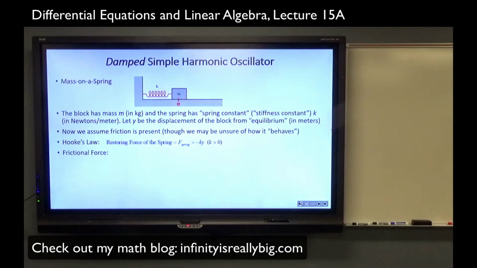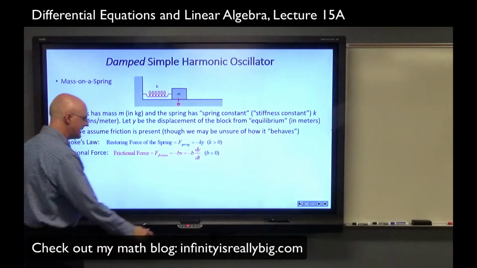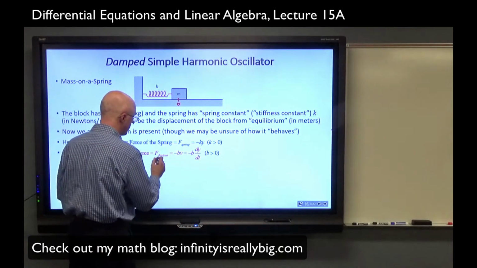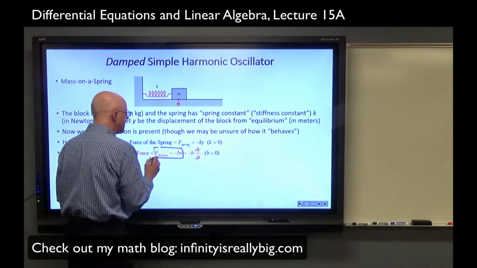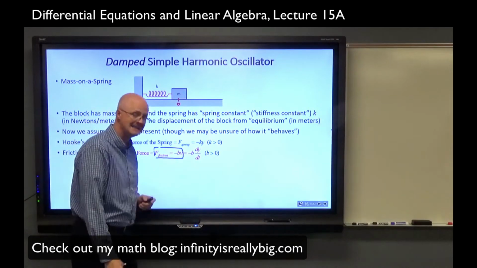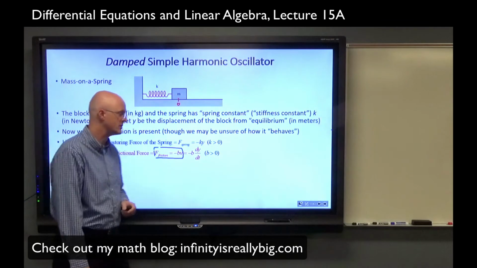We also now add our frictional force. Kind of a pun there. Instead of fictional, it's frictional. Frictional force. What is the frictional force? We are assuming, again, it takes on a particularly simple form. That it is proportional to the velocity with a negative constant of proportionality.